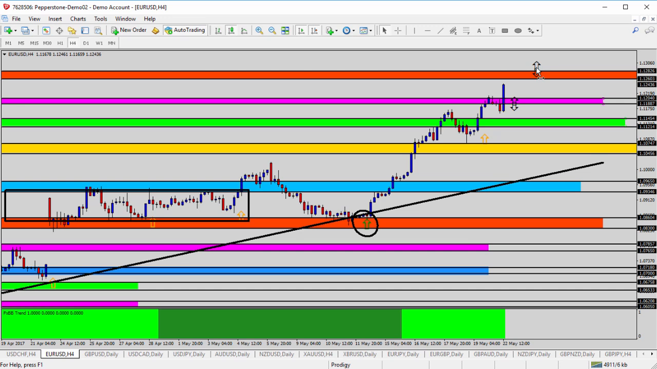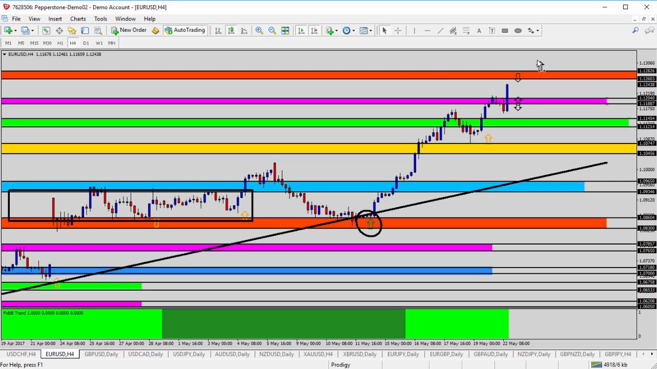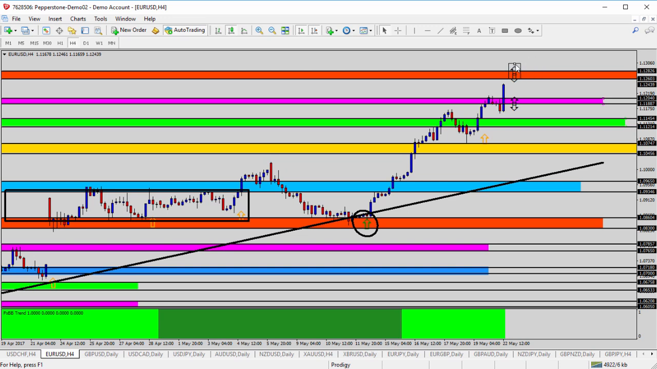And of course, we already know that this orange zone, not too far from current market price, 126.0, is going to be our next resistance or potential break point for the continuation of the uptrend.